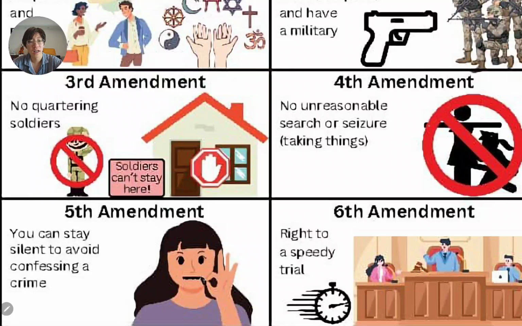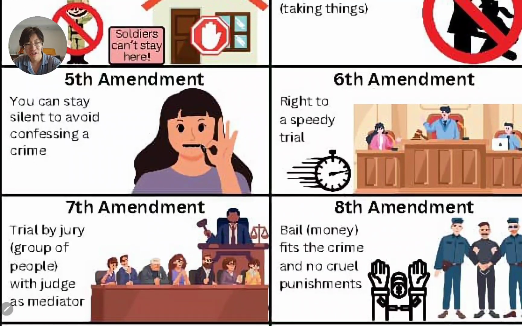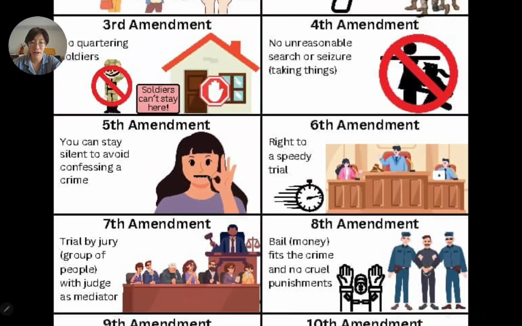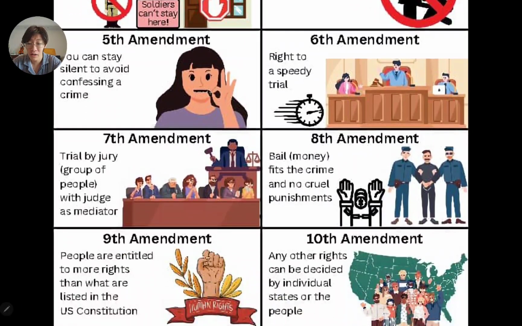Whereas the Fourth is that you're not allowed unreasonable searches or seizures, such as taking things, unless there is reasonable cause. And the Fifth Amendment is that you're allowed to stay silent rather than confessing a crime. This is what it means to plead the fifth: I plead the fifth means I'm going to be silent. The Sixth Amendment is that you have the right to a fair and speedy trial.